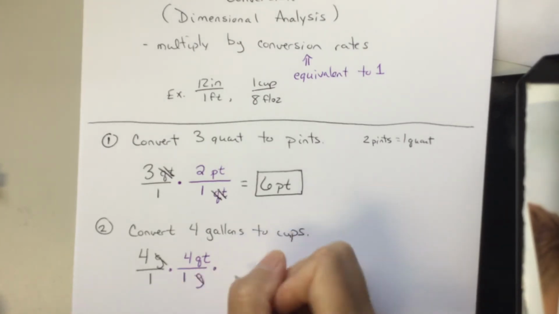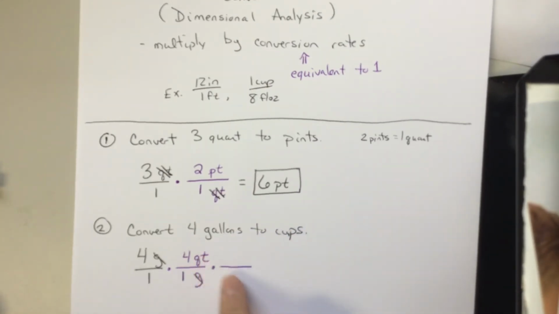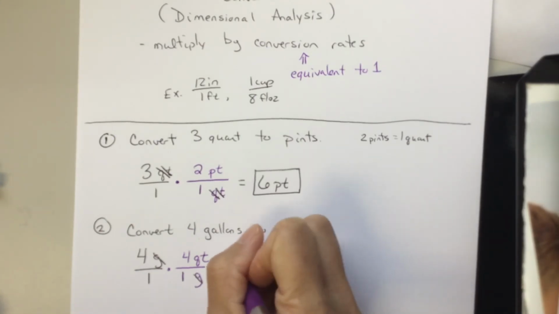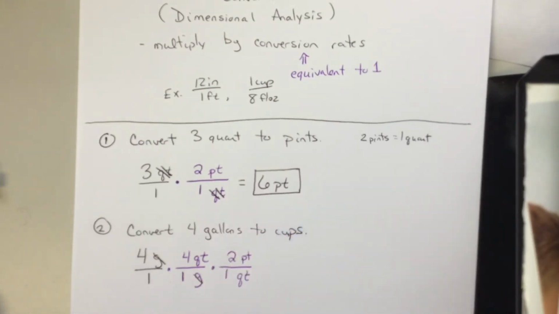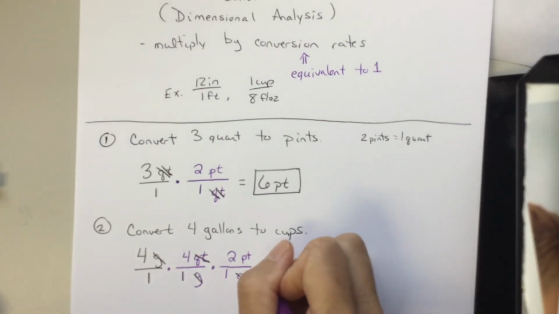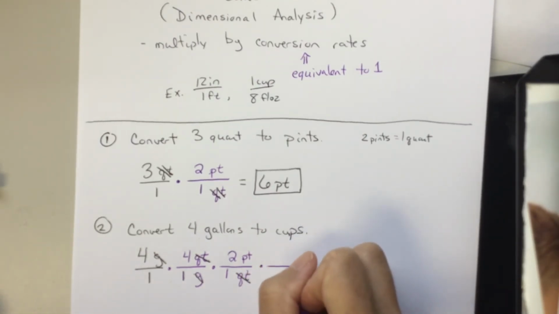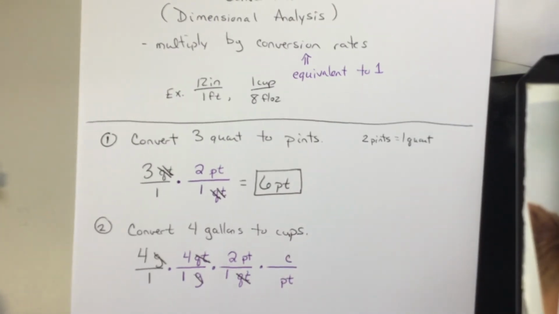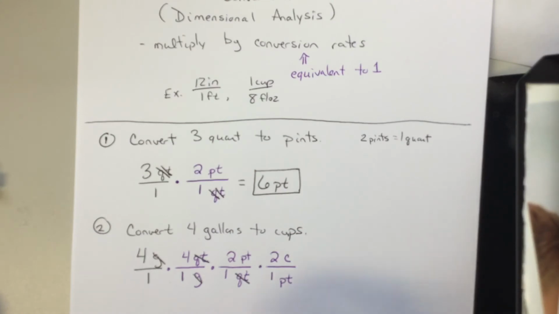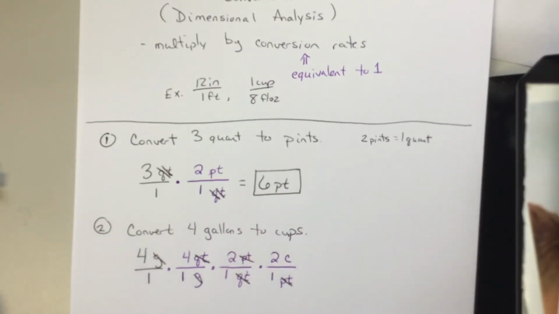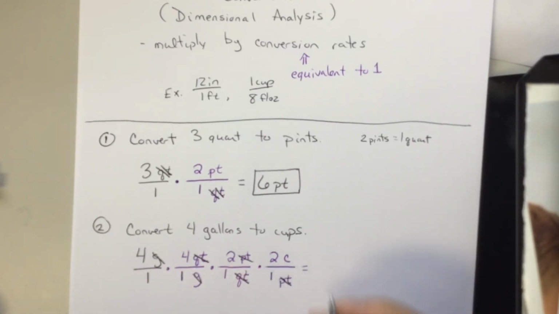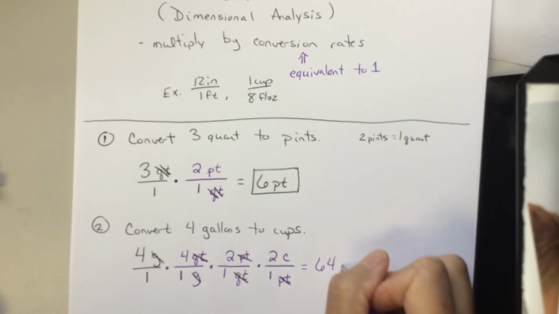So I'm just going to repeat the process again. I multiply again. I would like quarts to cancel, so I need quarts on bottom. And I know that 1 quart is equivalent to 2 pints. And now the quarts have canceled. So now I just need to get from pints to cups. So I multiply again. I want pints on the bottom, cups on the top. I know that 1 pint is equivalent to 2 cups. Okay, and then the pints cancel. So across the bottom I just have 1, so I don't have to write that. 4 times 4 times 2 times 2. That's going to give me 64 cups.